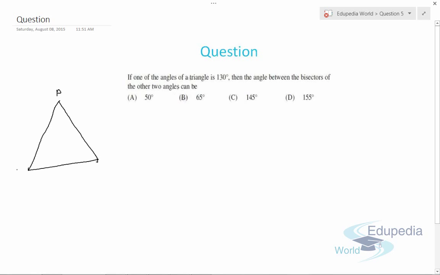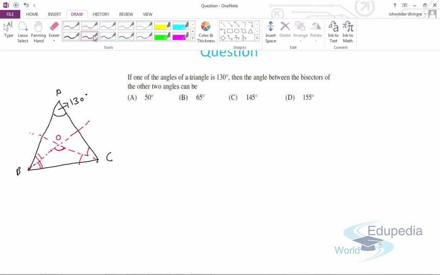Triangle A, B, C. Now suppose one angle, this angle, is given to be 130 degree, and we have bisectors of the other two angles like this. These are the bisectors. This angle equals this angle, this angle equals this angle, and they meet at point, let's say O. So we need to find this angle. Let's see how we can find this angle.